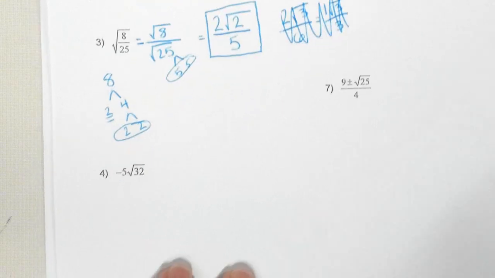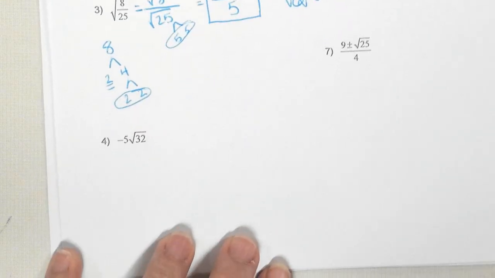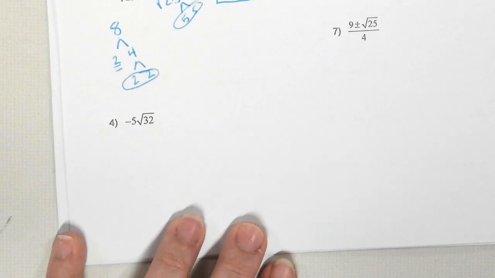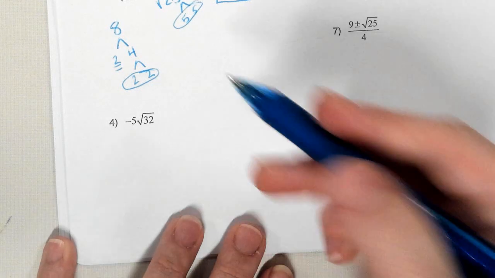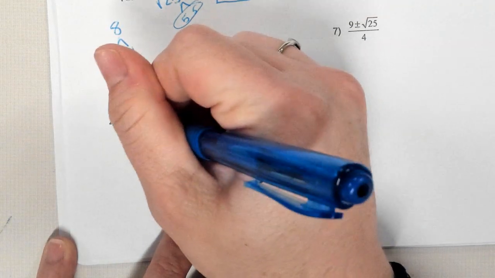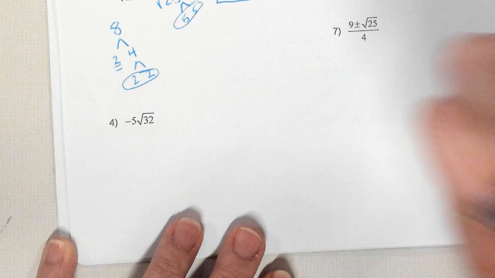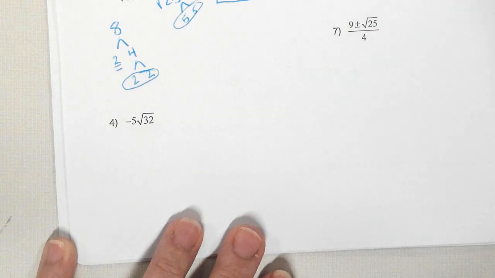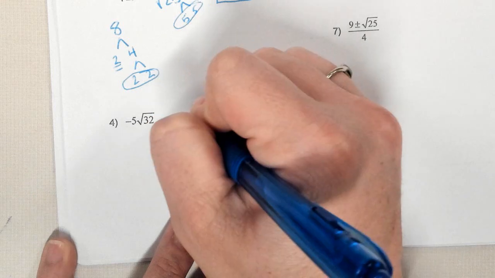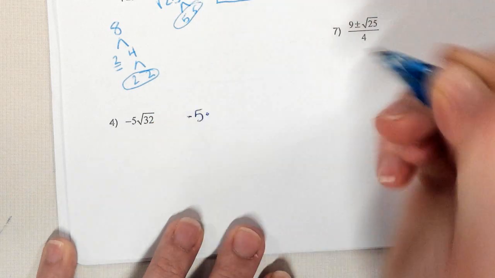Okay, number 4 has what? Negative. But where is that negative? Outside. Is that okay? Yes. So what I want you to realize is when we have no symbol in the middle, what does it mean to have no symbol? Addition, subtraction, multiplication, or division? Multiplication. So we know that our final answer is going to be negative 5 times something.